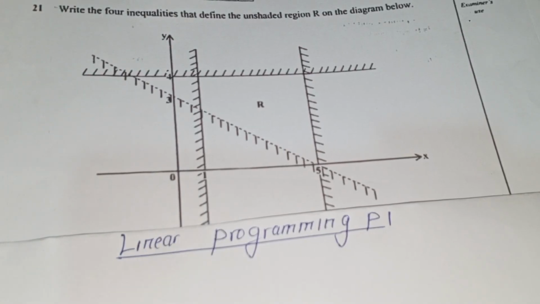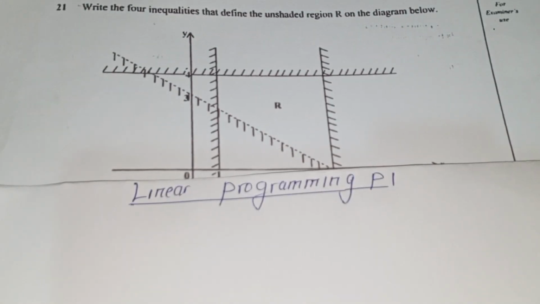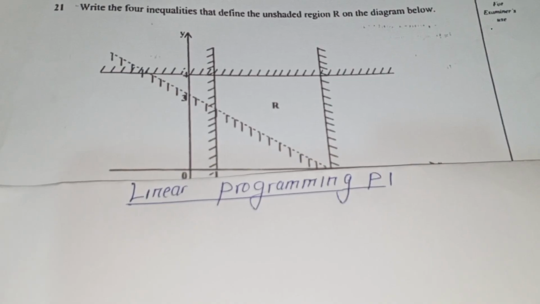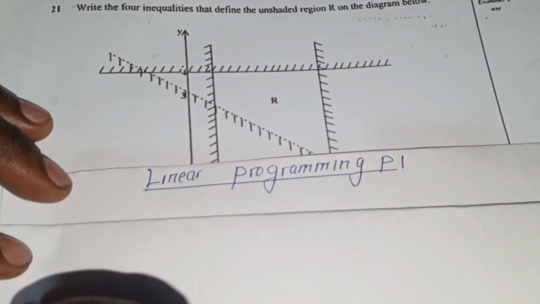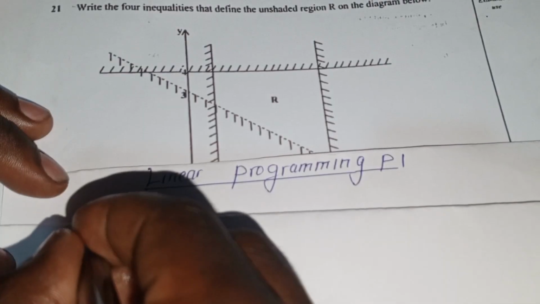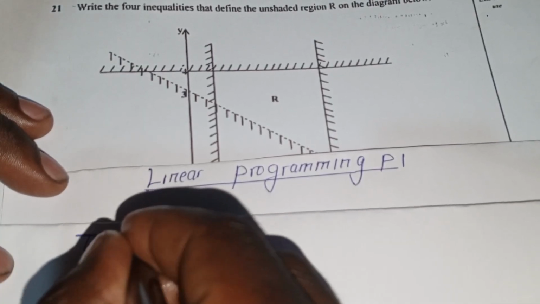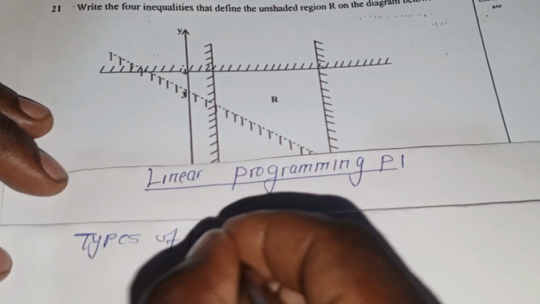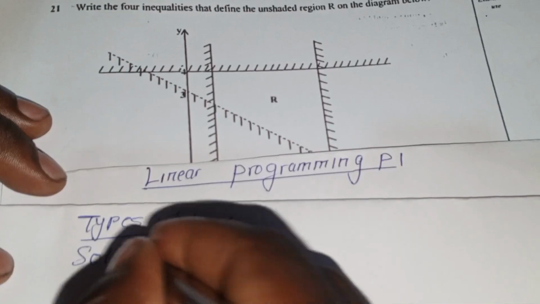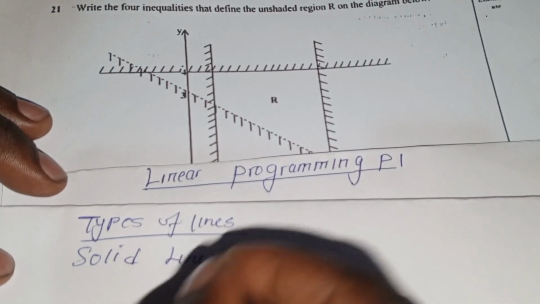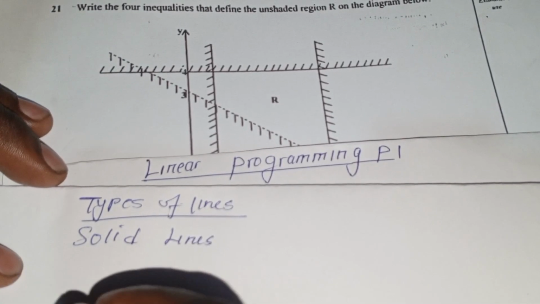Before I even try to answer this question, let me share some background information that you really need to understand. When it comes to linear programming paper 1, please, the information that I'm teaching you right now is for paper 1 questions. You need to understand that we have 2 types of lines in linear programming paper 1. We have what we call solid lines, as well as the dotted or broken lines.